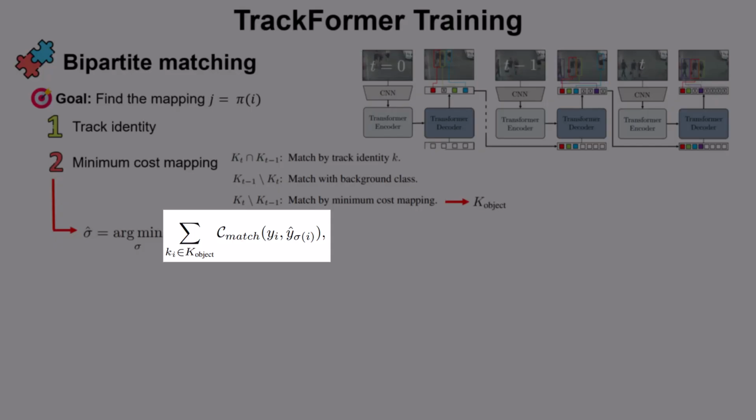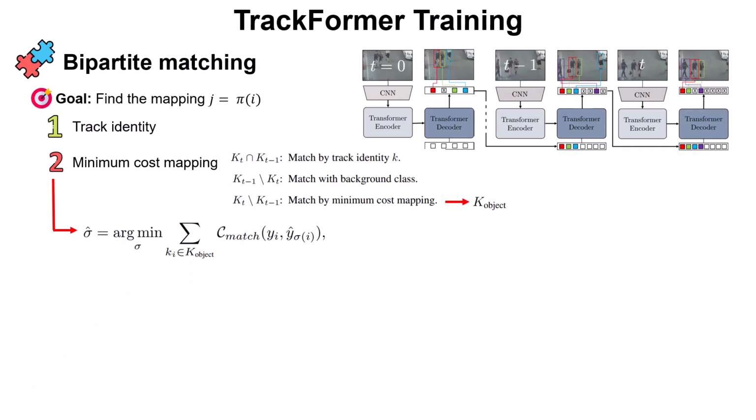What term? This term. So this term says for each object k_i that we have in our set of K objects, which are these new objects, we should apply this cost match. And when we sum all these costs together, different mappings should give us different values. So we are finding a mapping sigma that gives us the minimum cost. And that makes sense, right?